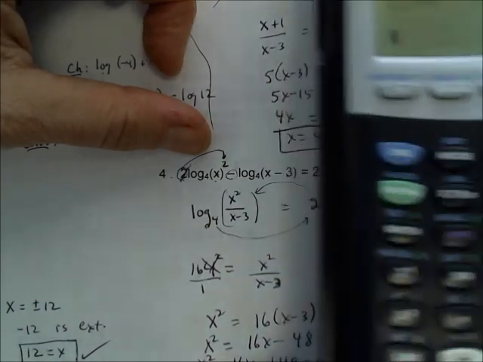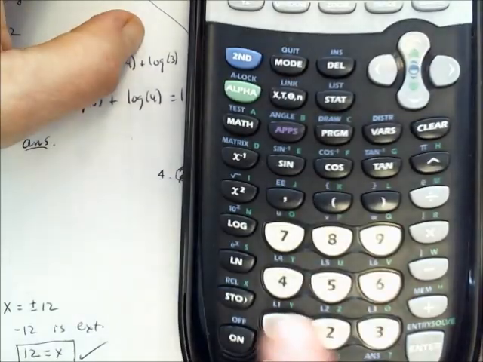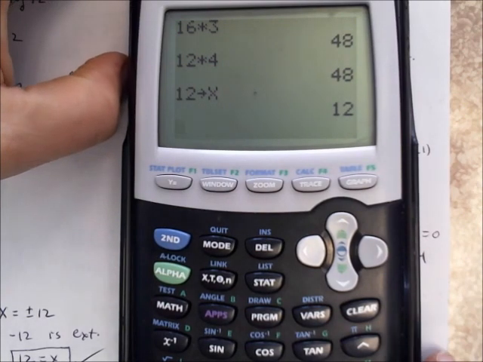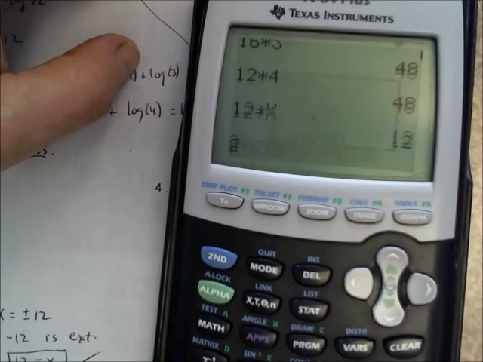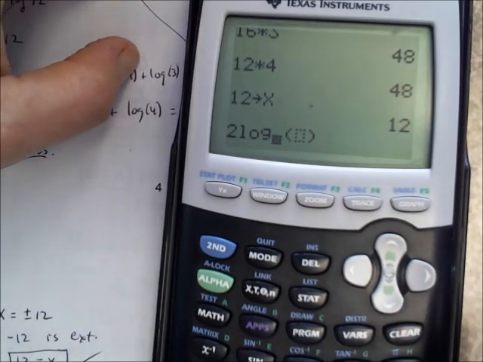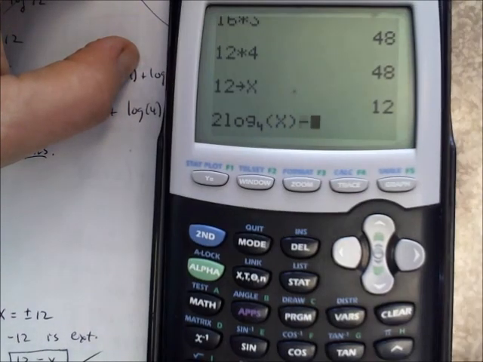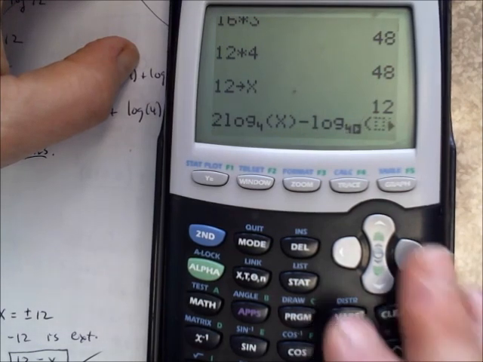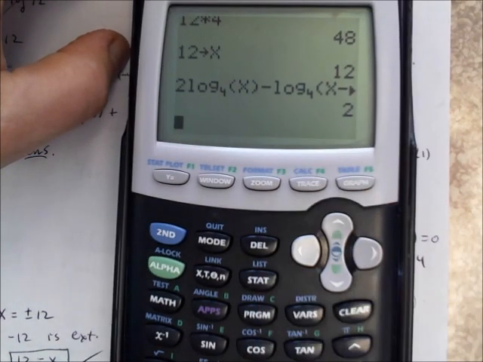So I'm going to use my store key on the calculator to make my check go quicker. Let's see, first of all, 12 I'm going to store in for x, because I want to tell my calculator that 12 equals x. So 2 times log base 4 of x minus log base 4 of x minus 3. Let's see if that's equal to 2. Yep, that's equal to 2, so that works.